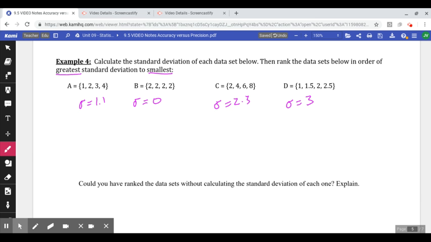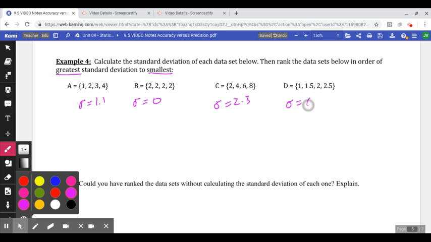and then asking the calculator to calculate your one variable statistics. If we wanted to then rank these in order of greatest standard deviation to smallest, oops, this one wasn't 3. Sorry about that. That was, well, actually, that is 0.6. My bad. So that was 0.6.